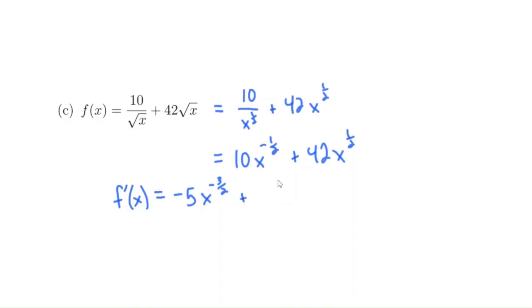Plus, well, we bring the 1/2 out front times the 42, we get 21 x to the, well, if we lower 1/2 by 1, we take 1/2 and we subtract 1, we get negative 1/2. So we could write this as our answer.